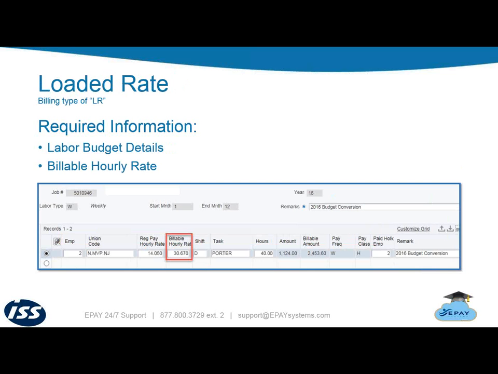So transitioning to the loaded rate billing type, which I did not previously review in the revenue details slides, this is because the required information is very similar to the labor budget. Revenue is calculated based on the billable hourly rate, and we ask for that here in the labor budget. So all details are the same except for the billable hourly rate, which is what we will need in addition to your labor budget. Otherwise, like I've mentioned, all other details are the same.